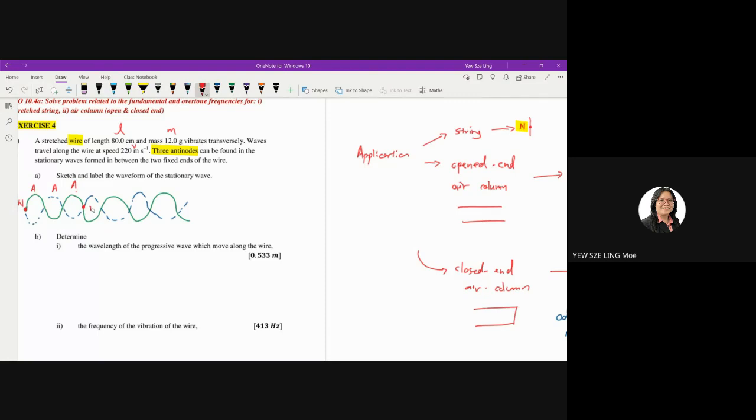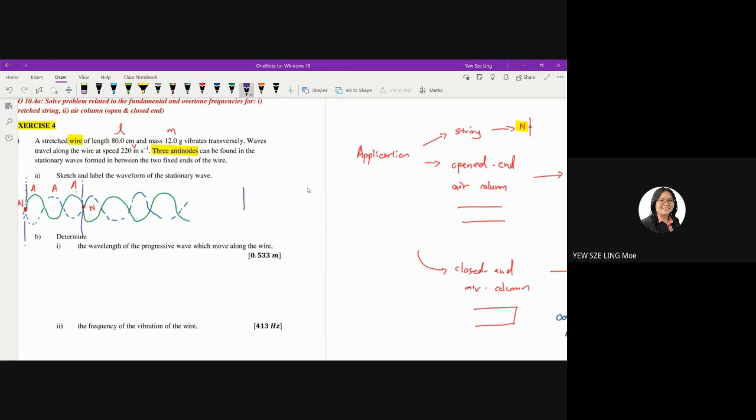So this is the node, which means my answer will be this part. I'm going to crop it out and take it as my answer. Why? Because now I have nodes on both ends and 3 antinodes in between them. So this is the answer for question A. After you draw this draft on the draft paper or question paper, you may crop this part out and put it in your answer paper.